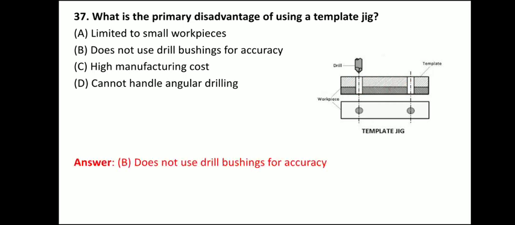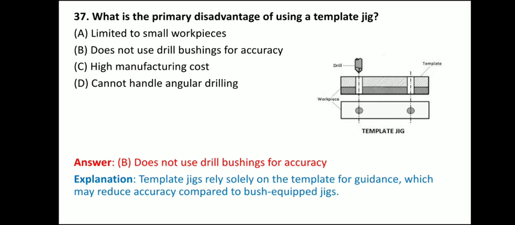The answer is it does not have drill bushing for accuracy. So in template jig you will not find drill bushing. That is its main disadvantage. So template jigs rely solely on the template for guidance, which may reduce accuracy compared to bush equipped jigs.